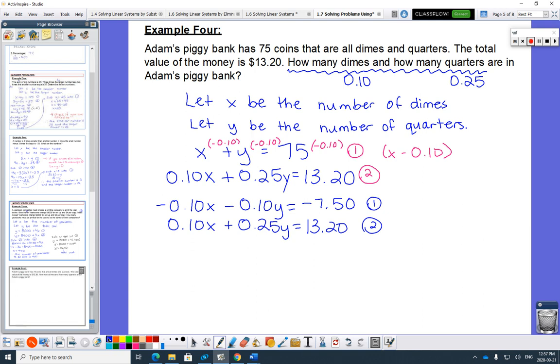You can choose, if you like substitution, you can choose to do substitution. Doesn't matter. You should get the same answer. I just did the other ones as substitution, so I thought I'd do this one as elimination. Okay? So negative 0.1 plus 0.25 is 0.15. Like Philip said, I'm not going to write the 0 here this time. Negative 7.5 plus 13.2 is 5.7. And remember, we want to get a whole number.